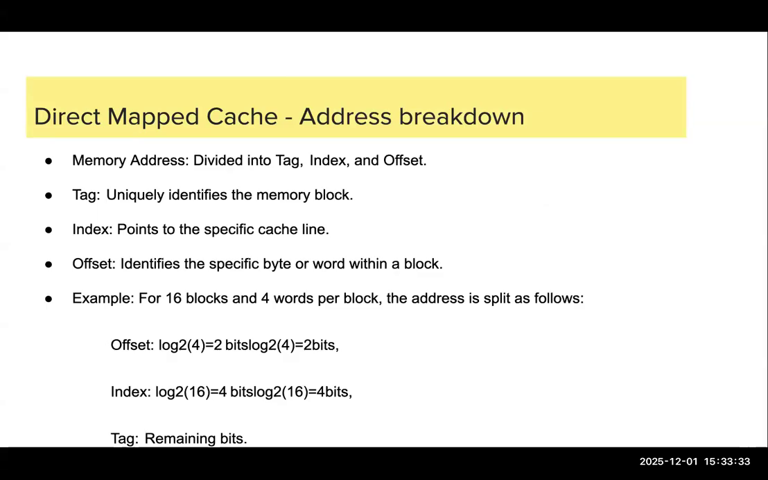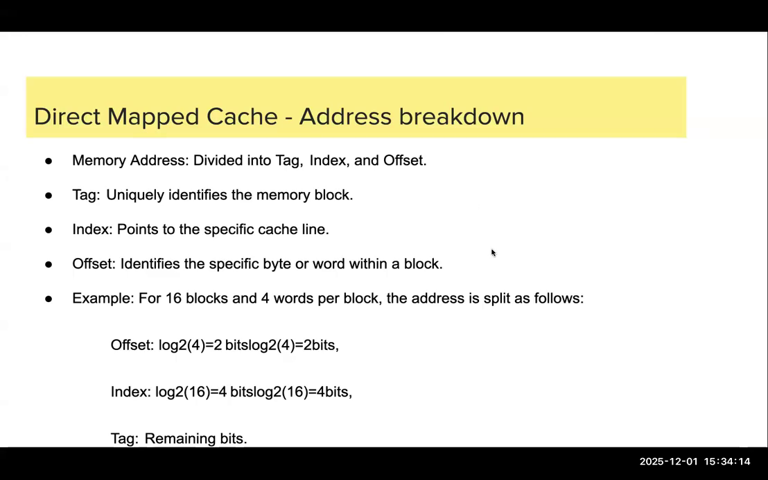Diving deeper into address breakdown, a memory address is divided into tag, index, and offset, like we saw in the previous slide. These three fields work together to locate data in cache. Tag uniquely identifies the memory block. Since multiple blocks map to the same line, we need the tag to distinguish them. Index points to the specific cache line. It tells us exactly which line to check in the cache, and offset identifies the specific byte or word within a block. This lets us find the exact data within that cache line.